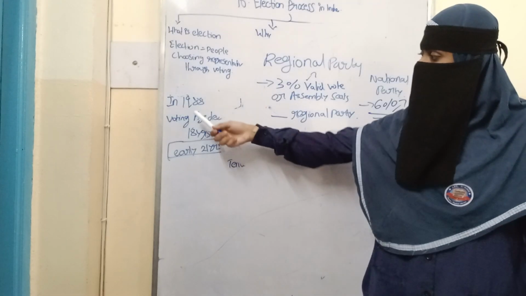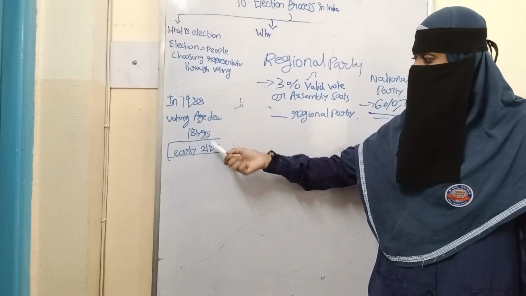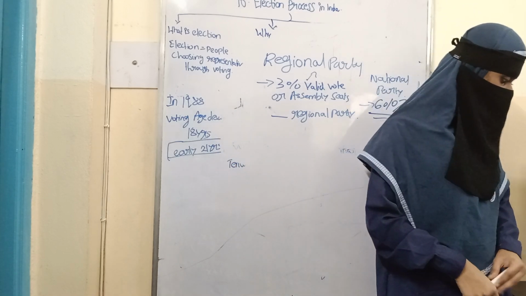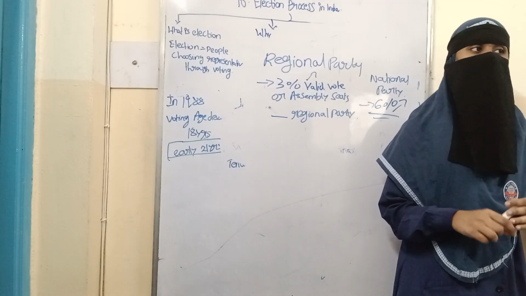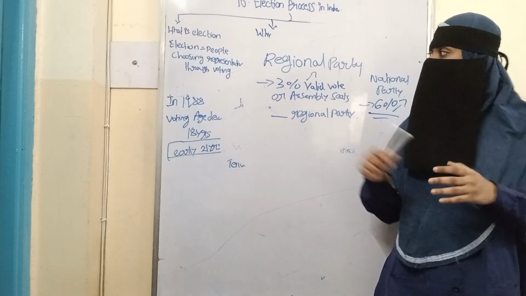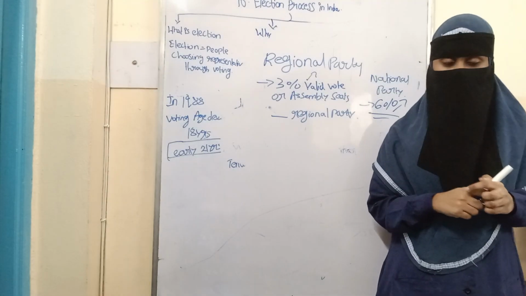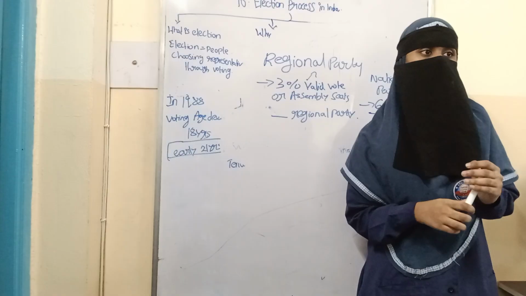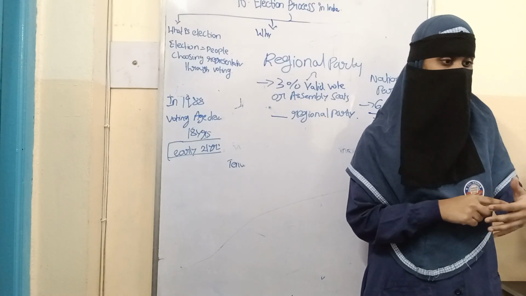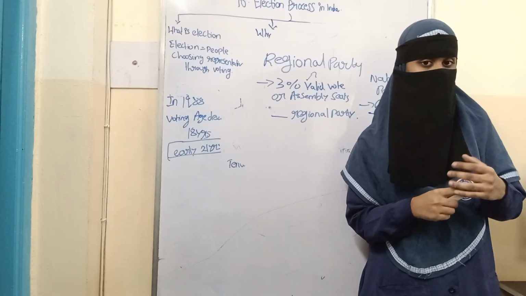As we have discussed, in 1988 the voting age was decided as 18 years, when earlier it was 21 years. And there is one more thing also. On 25th January 1950, the Election Commission of India, ECI, was formed.